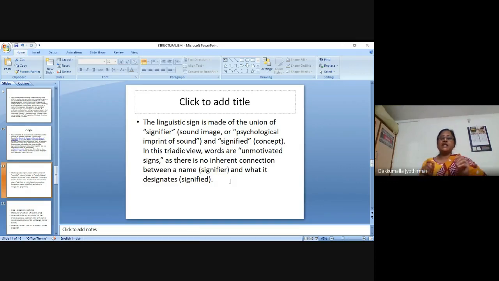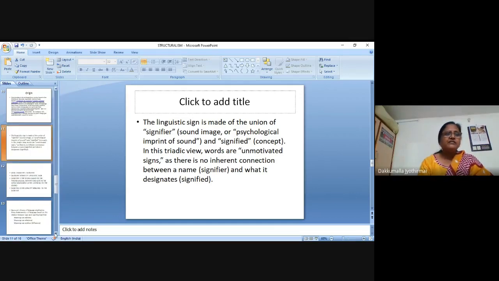So, what is it that he says? He says the linguistic sign is made of the union of the signifier, that is the sound image. Like when I say cat, the sound, and when you listen, you will get an image, the psychological imprint of the sound, that is the signifier. As I told you, all alphabet can be considered as signs. Are the signs only linguistic? This is a different area, because some other linguists have divided signs into different types, which we can discuss later. But as far as structuralism in literature is concerned, Saussure says that the linguistic sign is made of the union of signifier and the signified.